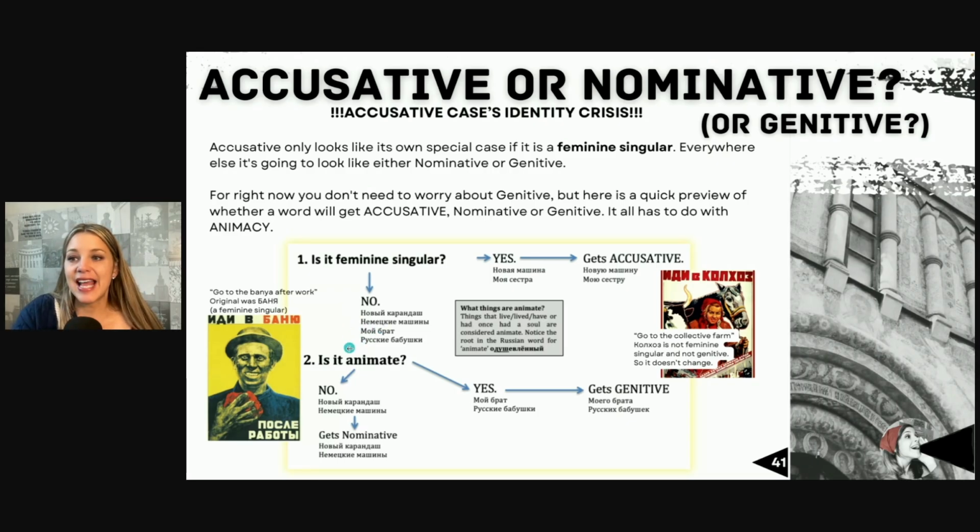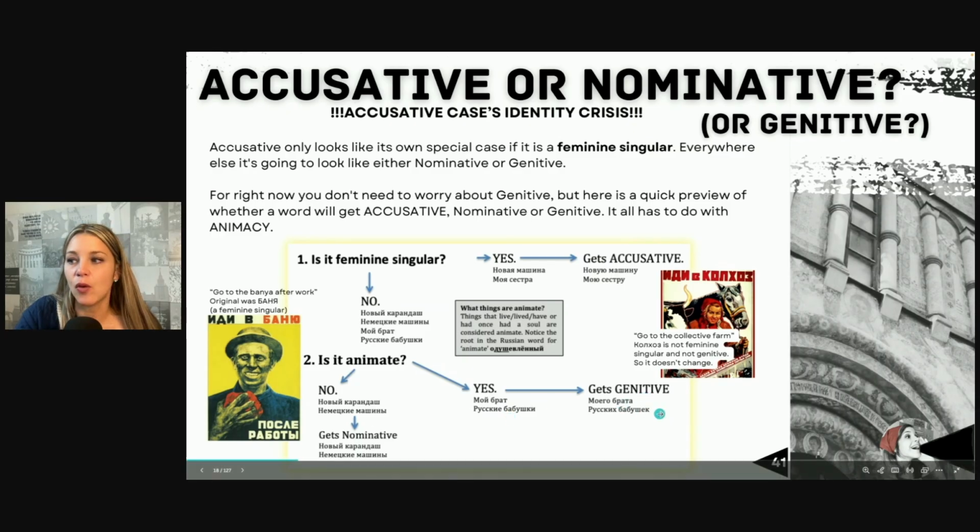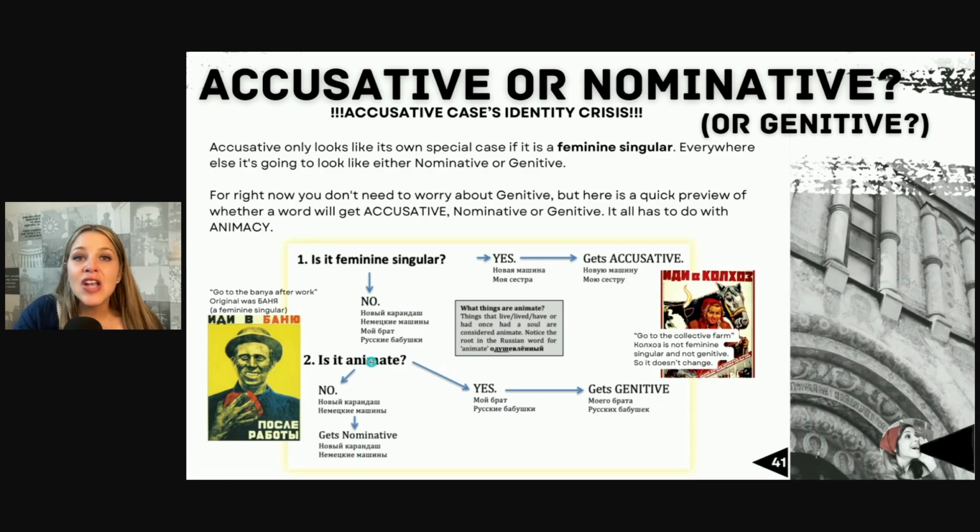So if it is animate, then we say yes, and it gets genitive, which we will learn about in a month or so. If it is animate, it has had a soul at some point in life, such as мой брат or русские бабушки, then it's going to get genitive, which is going to be моего брата or русских бабушек. If it is not animate, phew, thank goodness, it just goes back to nominative.